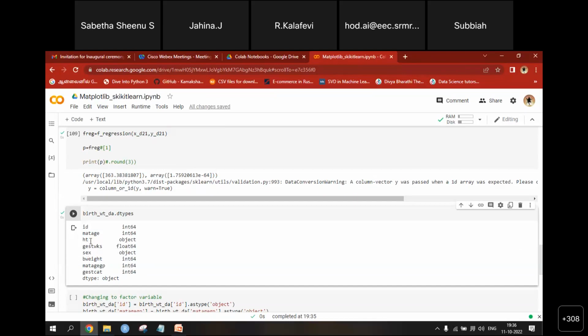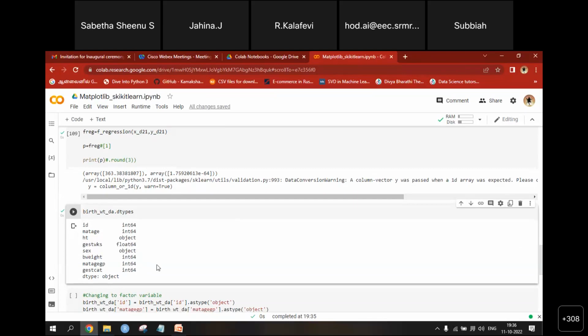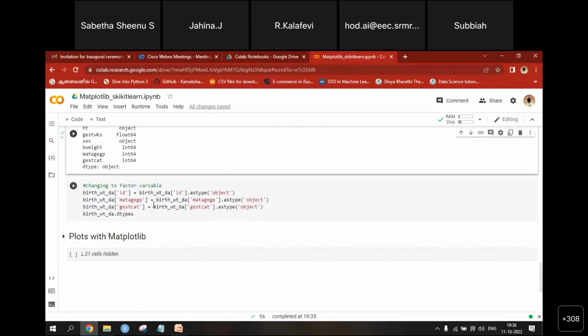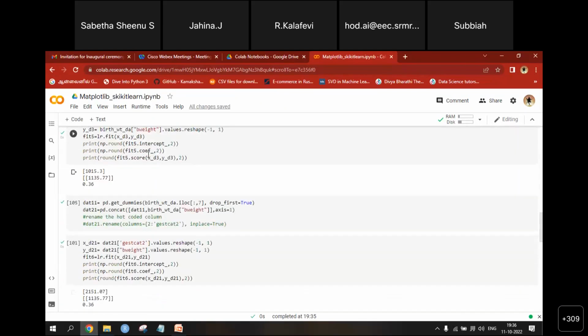Then HT, hypertension, yes or no, so object. Gestation week, float. Sex, male or female, therefore object. Birth weight, obviously again a float value. And the age group, then gestation category, are basically coded, but it says they are integers. So I need some pre-processing of the data. I'm changing the type of ID to object, so that it won't be manipulated for numerical calculation, even though it is a number that you have observed here in the head.